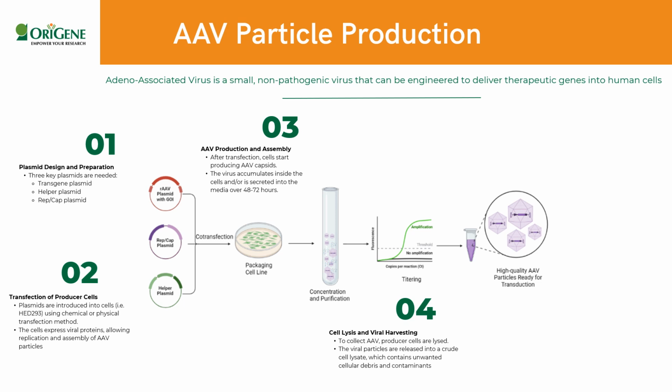At this point in the production process, if you find that your viral titer is low, it is possible to rescue low titer viral particles. OriGene's AAV concentrator can rescue low viral titer by as much as 100-fold.